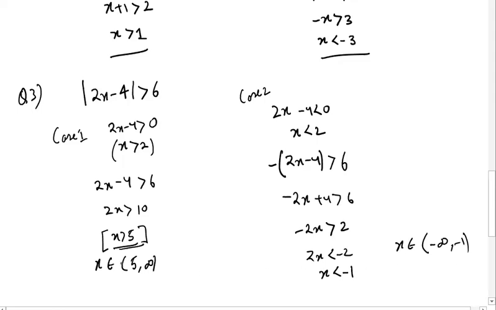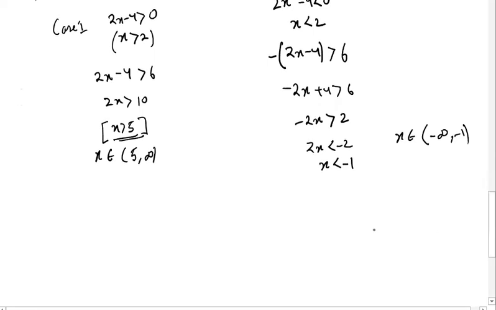Now the answer is this and this both, because we have two different cases. If you have two different cases, then you have to add both the intervals. The question was modulus, so the answer is x belongs to 5 to infinity union with minus infinity to minus 1. That's your answer.